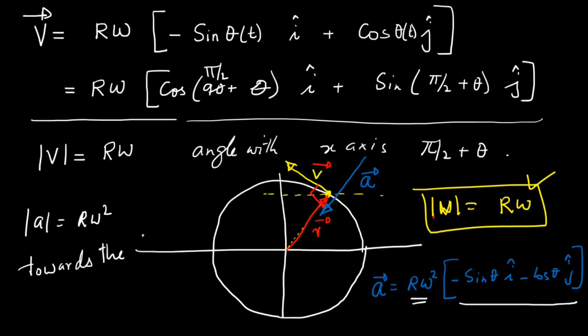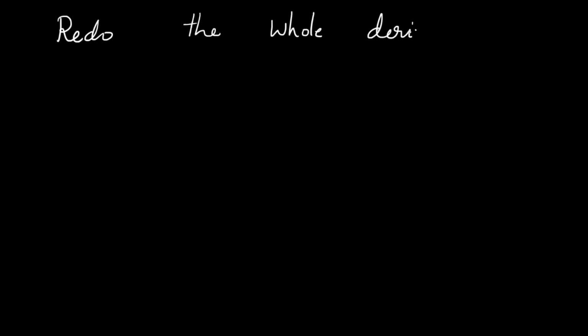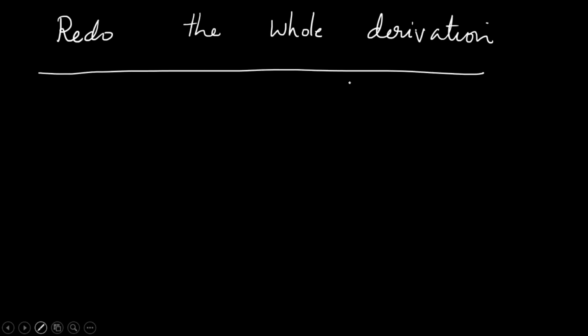Towards the center. There are other ways to say the same thing. It's radial and towards the center. Okay, so this summarizes. Now, what is it that I'm going to do again? I'm going to redo the whole derivation, because it's so important that you know where the formulas are coming from. It's such a basic derivation, and it's worth revising one more time.